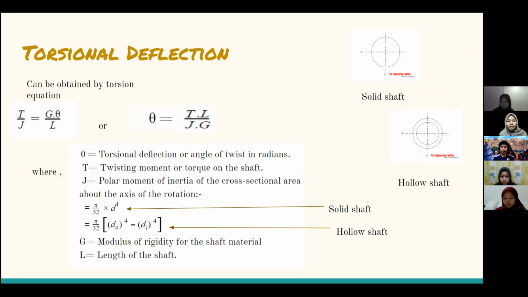Okay, so the torsional deflection can be obtained by the equation below, which is T over J equals G theta over L, or in other words, torsional deflection theta equals T times L over J times G. Below there is the description of each symbol in the equation. J is the polar moment of inertia. It is divided into two parts, for the solid shaft and the hollow shaft. It is clearly stated which equation can be used for solid shaft and for hollow shaft.